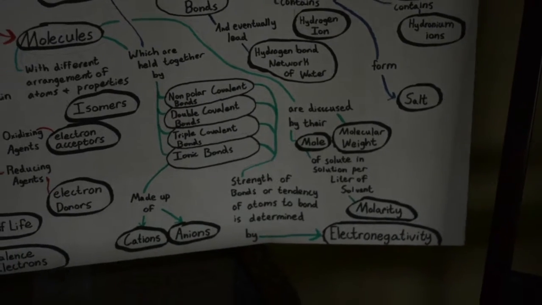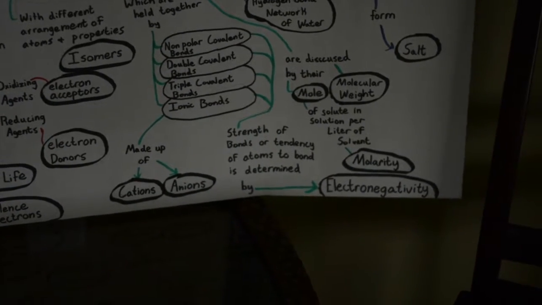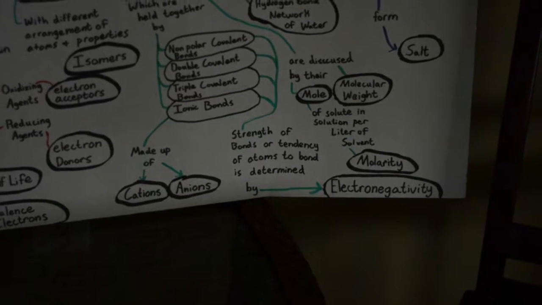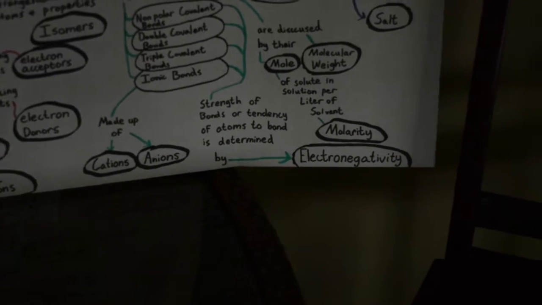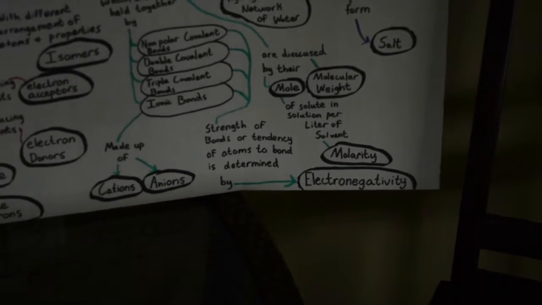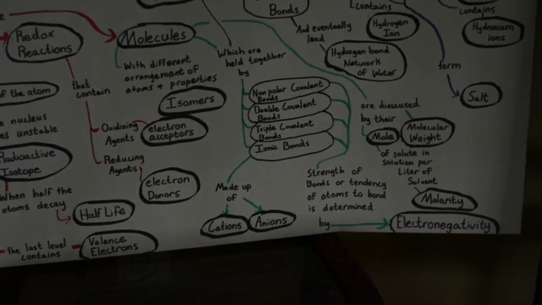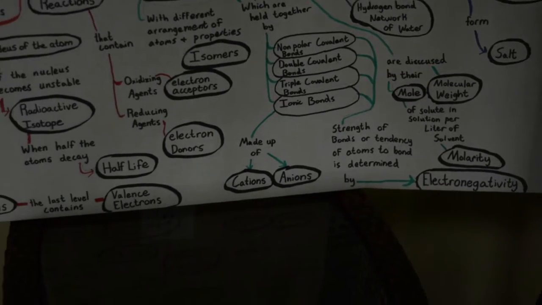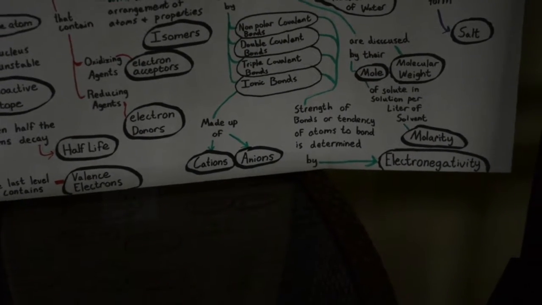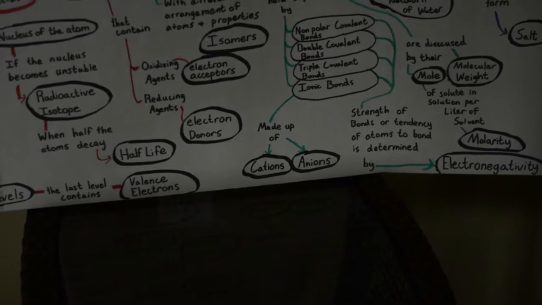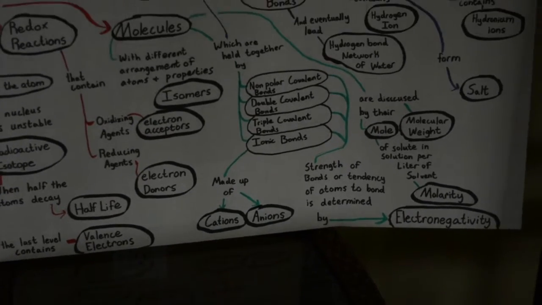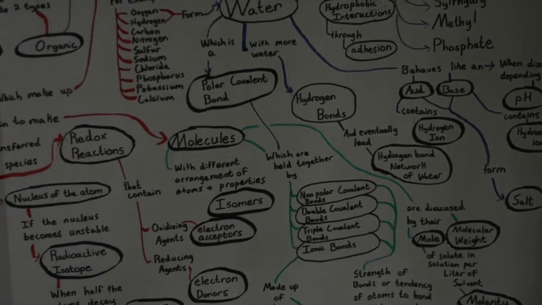And the thread from all the bonds says that the strength and the tendency of atoms to bond is determined by electronegativity. And as we know, electronegativity with elements increases as you go up the periodic table and to the right. Now, I just want to say real quick that ionic bonds are made up of cations and anions, cations being the positive ions and anions being the negative ions.